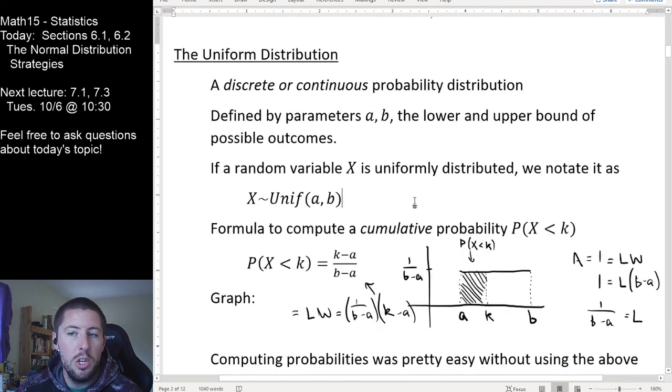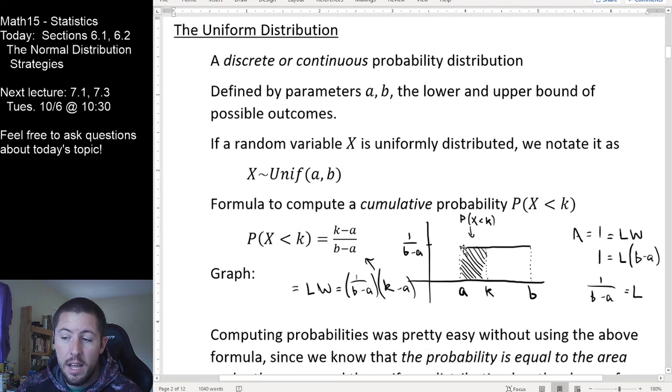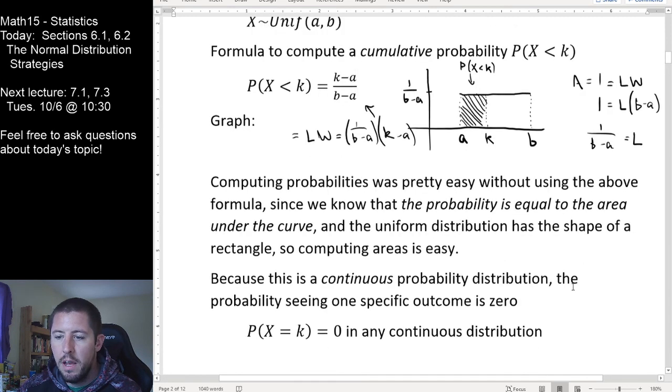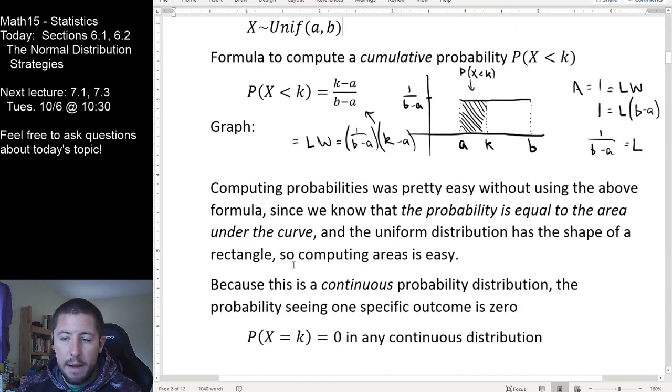In the uniform distribution, what we learned is that in any continuous distribution, the area underneath the probability curve is equal to the probability of that event occurring. And these two concepts together are going to be exactly what we're going to need to be able to handle our normal distribution stuff.